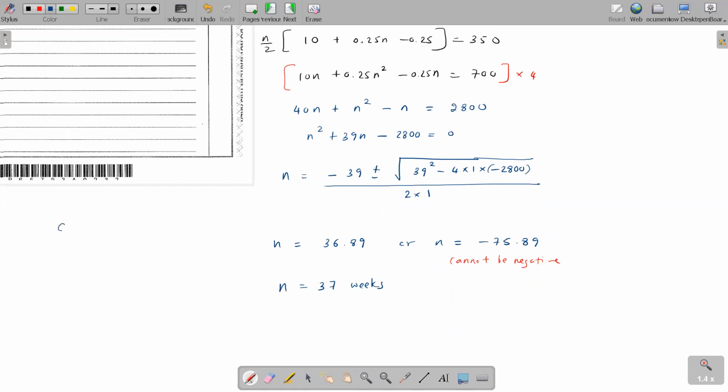If you by any chance want to check S36 and S37, the sum of 36 weeks and the sum of 37 weeks, you can just do it. You don't have to do it in the exam. If you check using n over 2 times 2a plus n minus 1 d, the sum of the money for the first 36 weeks will definitely be lower than 350, while the sum for the first 37 weeks will definitely exceed 350 pounds. So anyway, our answer is just going to be 37 weeks.